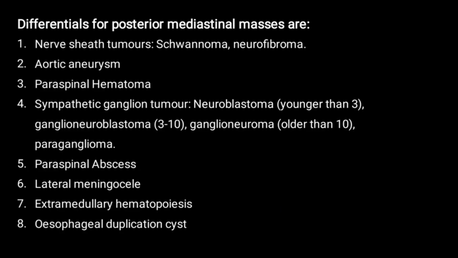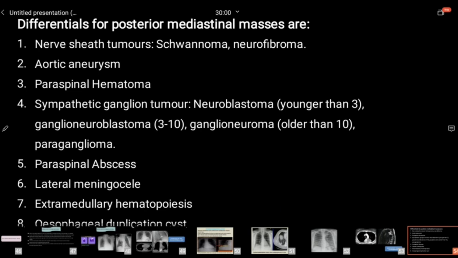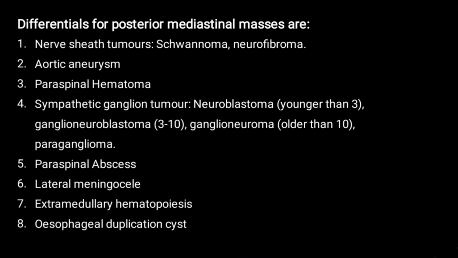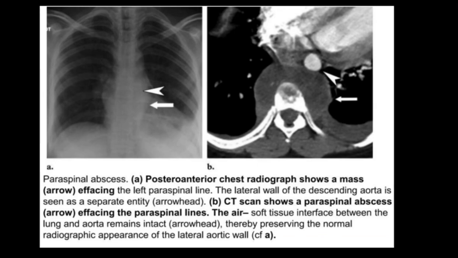So other differentials for posterior mediastinal masses are nerve sheath tumors, aortic aneurysm, paraspinal hematoma, and sympathetic ganglion tumors, which are neuroblastoma when younger than 3 years, ganglioneuroblastoma from 3 to 10 years, ganglioneuroma older than 10 years, and paraganglioma, paraspinal abscess, lateral meningocele, extramedullary hematopoiesis, and esophageal duplication cyst.